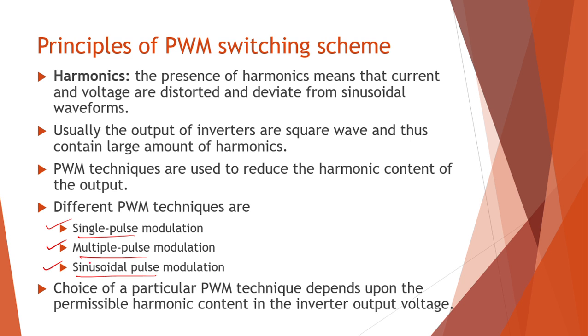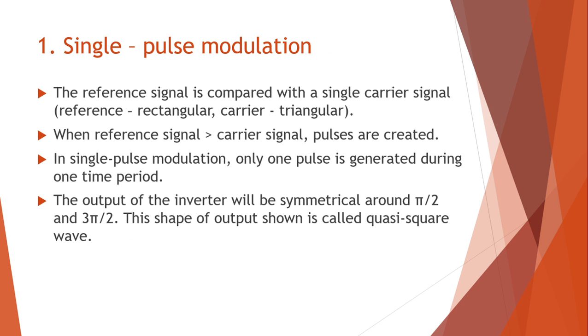So first let's move on to the single pulse modulation. As the name suggests, single pulse modulation means in your output you will have only one pulse. If you take your output waveform, you'll have one pulse in the positive cycle and one pulse in the negative cycle. You can vary the width of the pulse as required. Now, how are you obtaining this particular pulse?